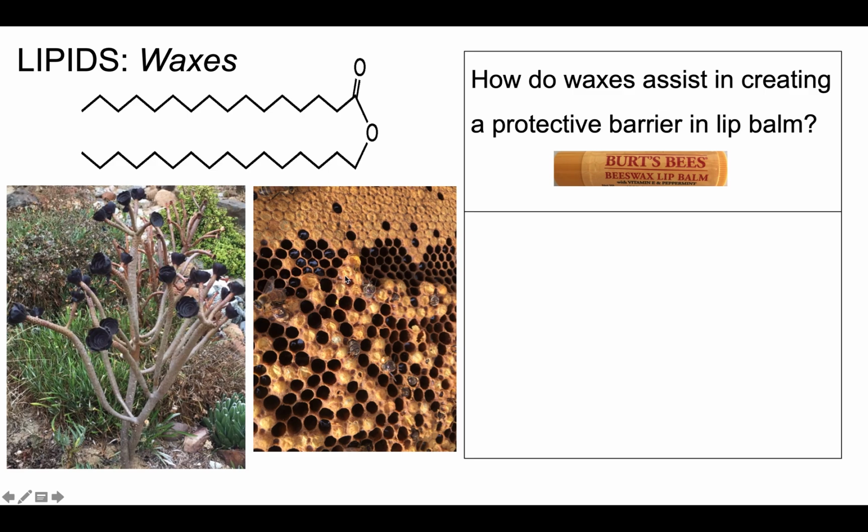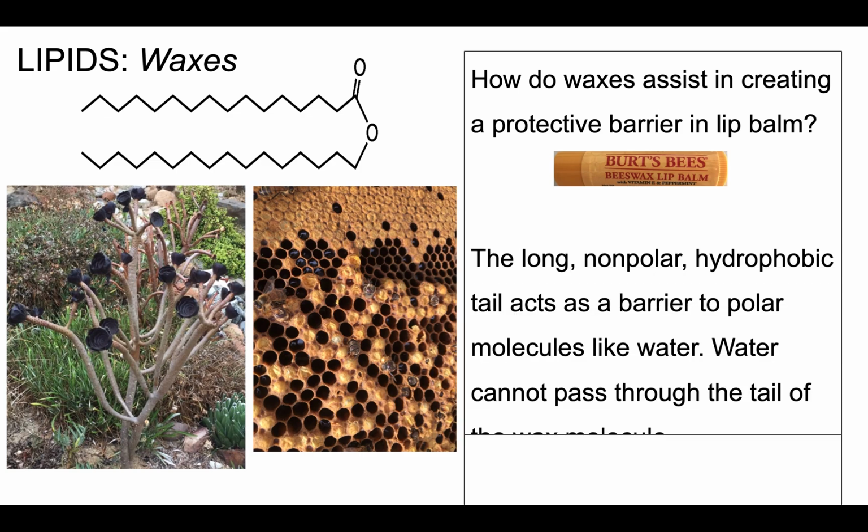Beeswax is used a lot for things like cosmetics, lip balms, and lotions. The long nonpolar hydrophobic tail acts as a barrier to polar molecules like water. Water that is on the lips cannot pass through the tail of this lip balm, and it acts as a protective barrier.